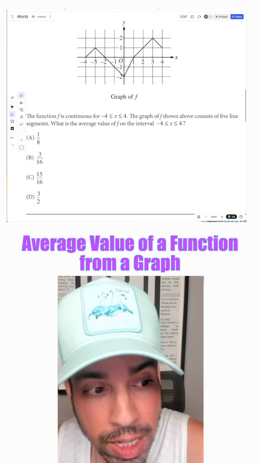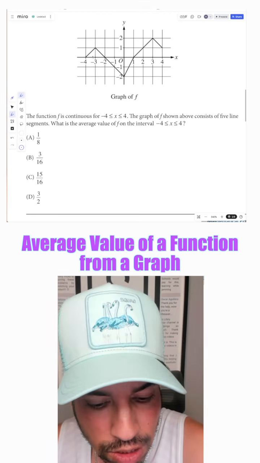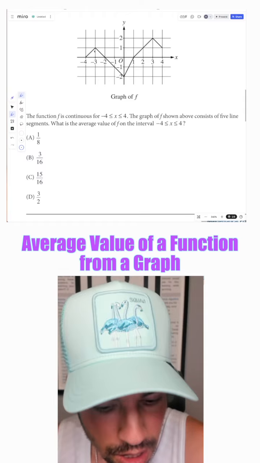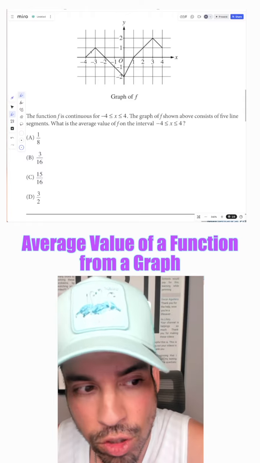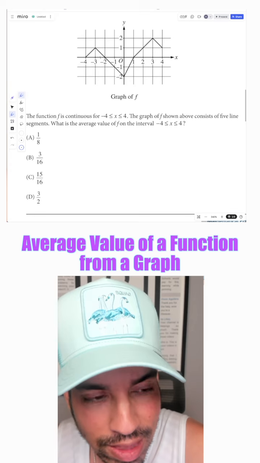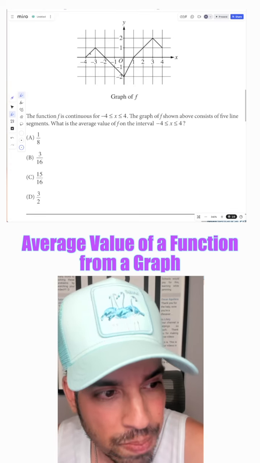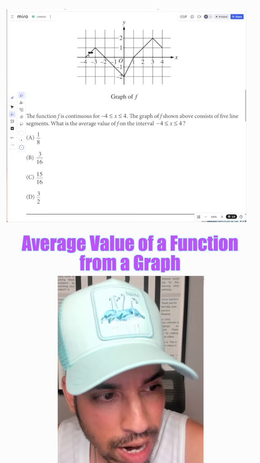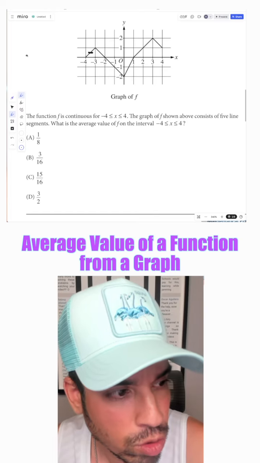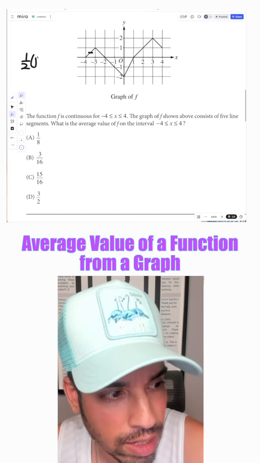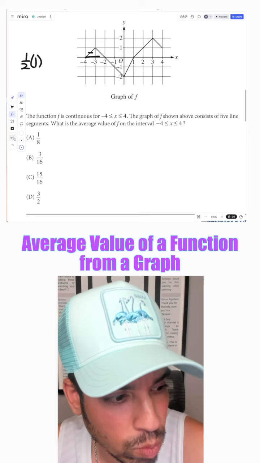So the way that I'm going to calculate average value here is I'm going to look at each of these 5 segments separately, and we are going to then multiply it by the length of each segment. So for example, here, the average value is 1/2, right, between 0 and 1. So it's 1/2 times a length of 1, right? It's gone across by 1.